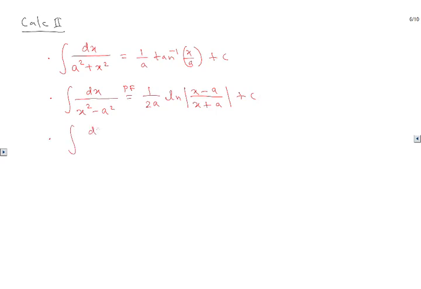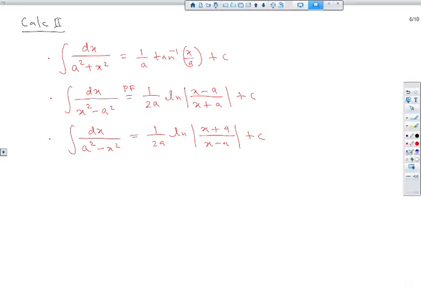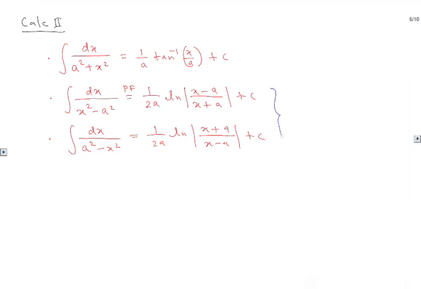And what's the other formula? What if you change the order, so you write a squared minus x squared? In this case again you can use the partial fraction method. What will happen is a negative sign. That means in the natural log you're going to make it upside down, so it's going to be x plus a over x minus a. It just makes it upside down. Those are the 3 formulas that are important for us. I'm going to write here: can be proved by partial fraction method.